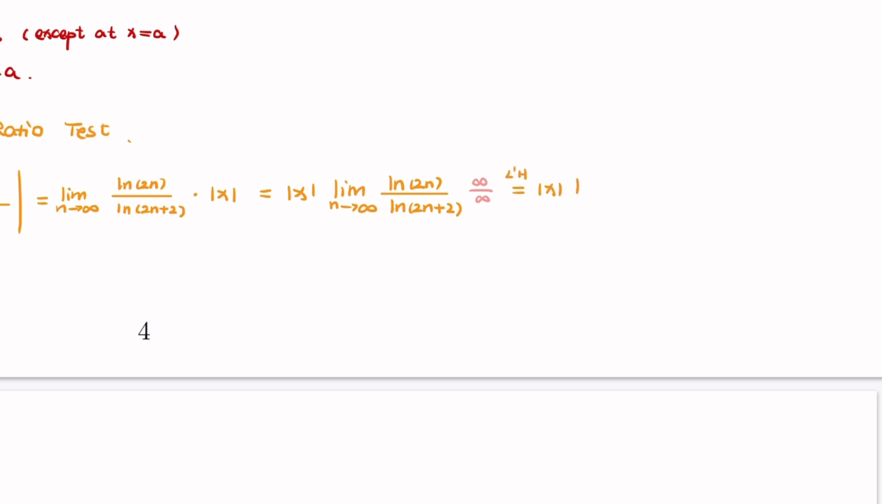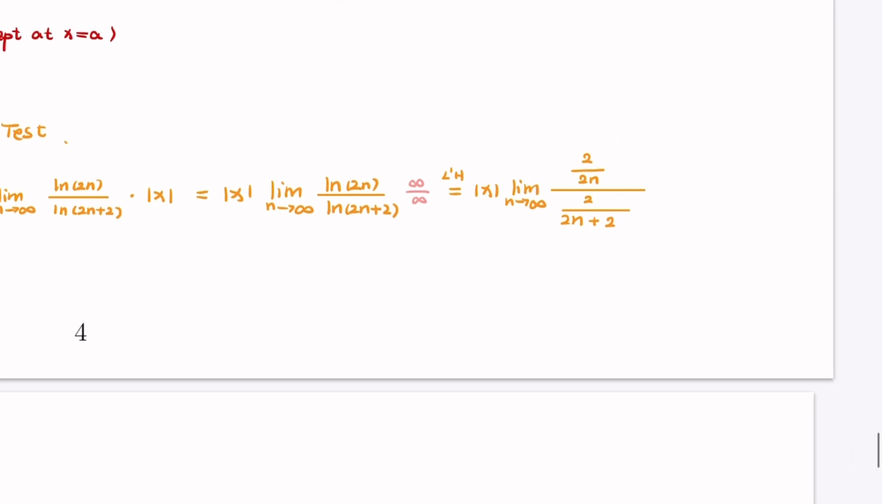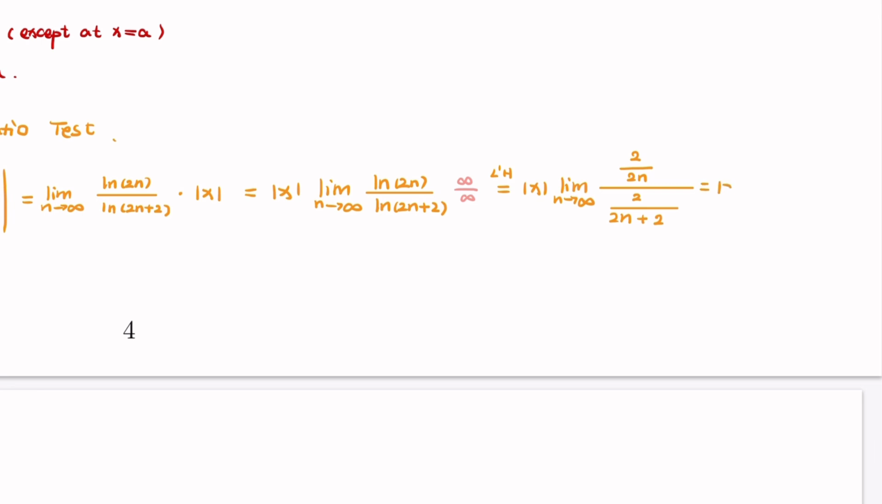That's going to be the limit as n goes to infinity. Top is going to be 2 over 2n, and chain rule, so that's just going to be 1 over n, and bottom you would have 2 over 2n plus 2. Okay, and you can say, well, this one and this one cancel out, so you would have 1 over 2n times 2n plus 2 over 1, which is 2n plus 2 over 2n. So you can write that. Again, this is for those of you who cannot see it directly. You might need to do this.